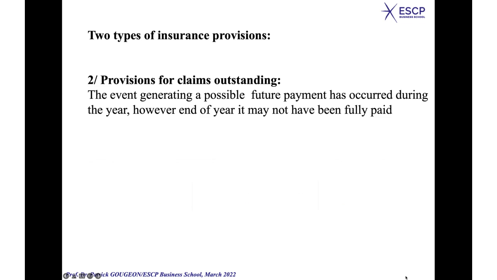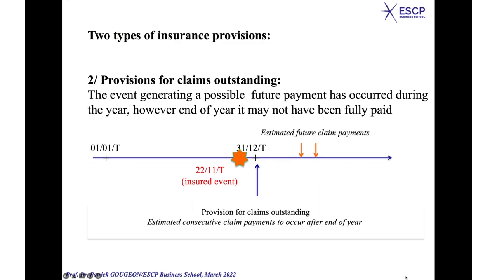Well, so the payment will not take place during the year, because if the accident has occurred on the 15th of December, the insurer will not have time to do all the job and to provide you with the compensation. So the event generating a possible future payment has occurred during the year. However, at the end of the year, it may not have been fully paid. Okay, so if you take the time axis again, you see the insured event, the accident, occurred in my example here on the 22nd of November, year T, okay?